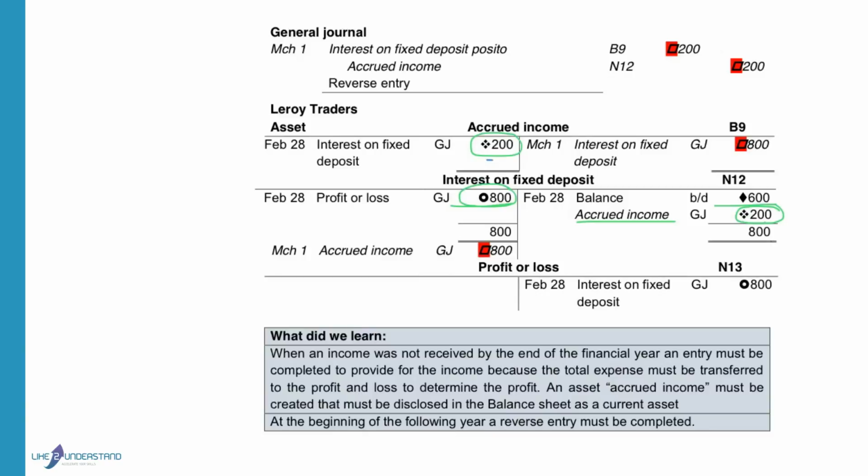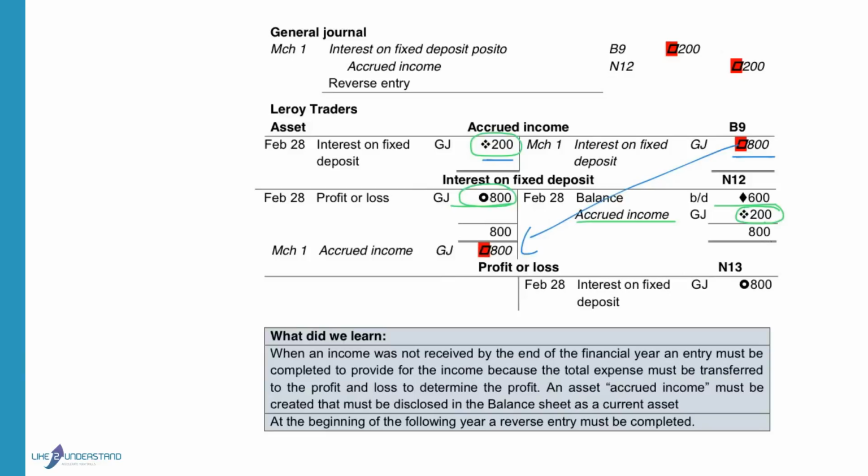So because the entry was done on the debit side, we have to credit the accrued income account so that we can close off this temporary asset, and we will transfer that amount back to the interest on fixed deposit account. So in year 2, we can see immediately that there's still 200 Rand outstanding for interest on fixed deposit.